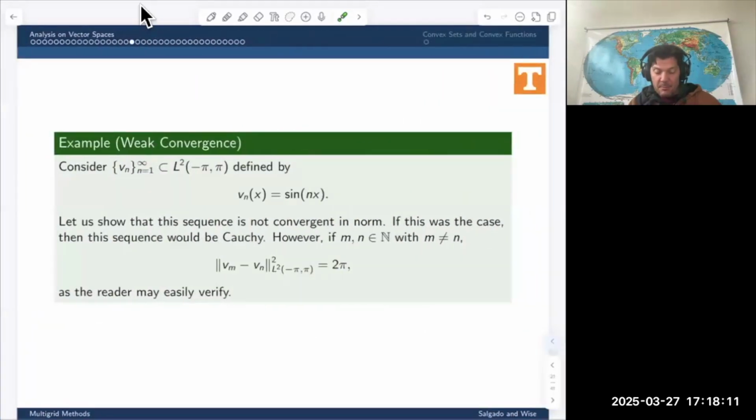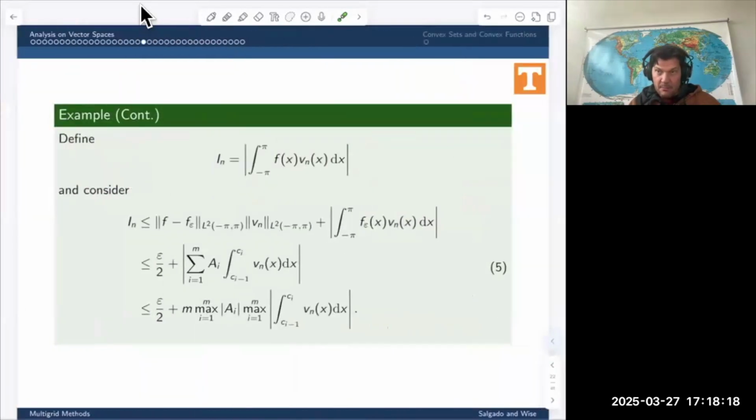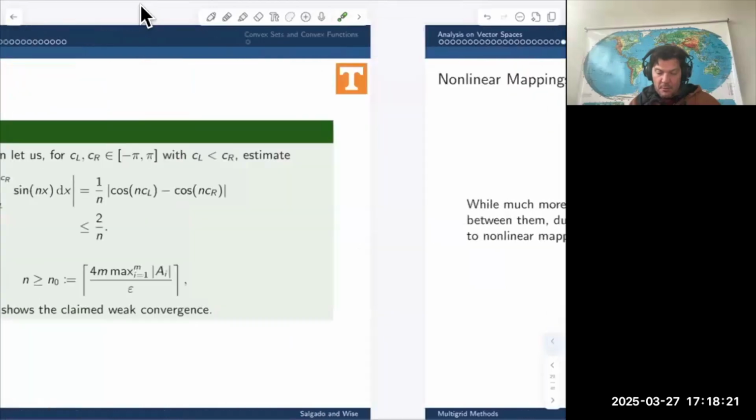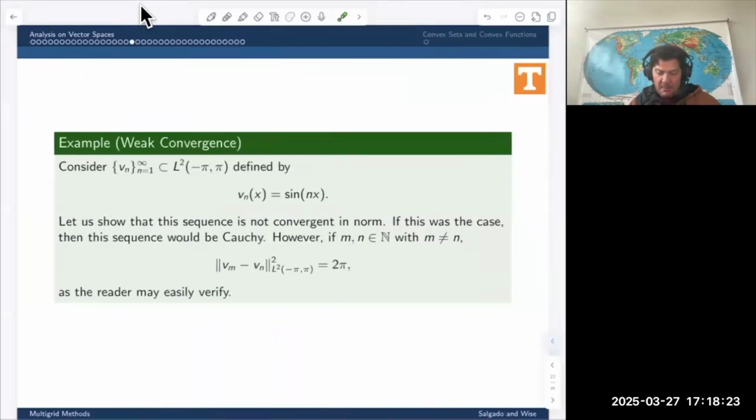All right, so here's an example of weak convergence. So let's see, this one's a rather lengthy example. I might be able to get through it. I'll run through it and then we'll start here next time as well. So let's consider this sequence of functions in L2 from minus pi to pi, defined by Vn equals sine of nx. So this is a perfectly good sequence of L2 functions.